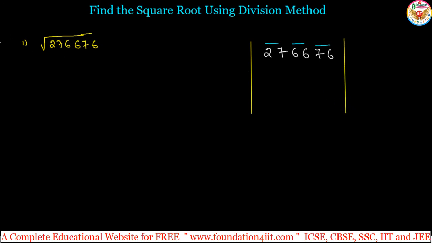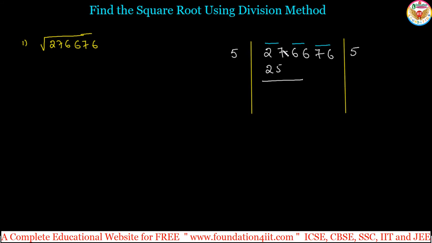And second step is we need to check the first pair, 27. 27 is near to which perfect square? That you have to do. Because if you check 4 into 4 is 16, 5 into 5 is 25, 6 into 6 is 36, which is beyond this. So 27 is nearby 5 times 5. The same number should be in the divisor and the quotient place. It's not like normal division, but the same number should come.